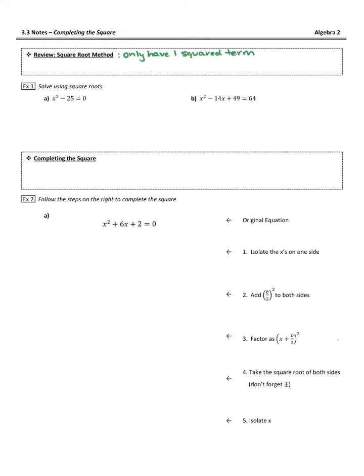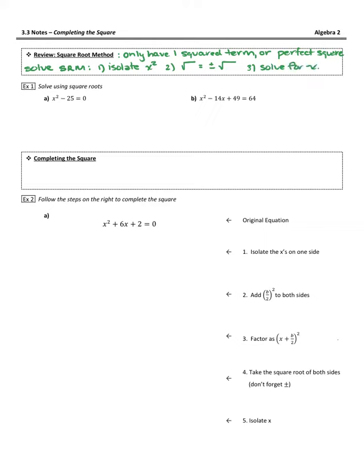in other words, there's no other x value, or you already have a perfect square, sometimes they're going to already set that up for you, then you want to solve by square root method, which means you isolate the squared term and then you take the square root of both sides, don't forget to do the plus or minus, and then you solve for x, or whatever the variable is, okay?